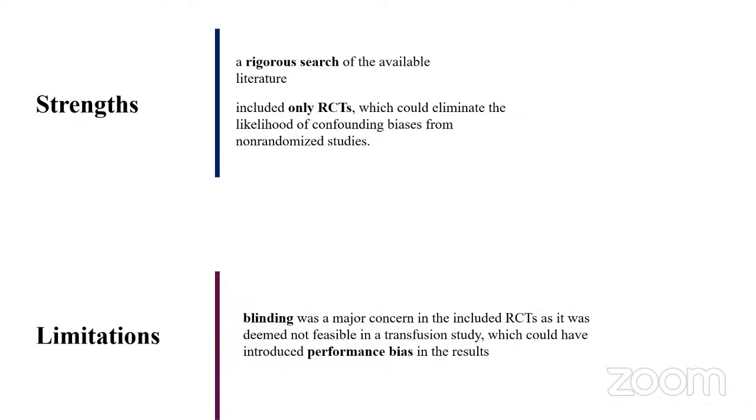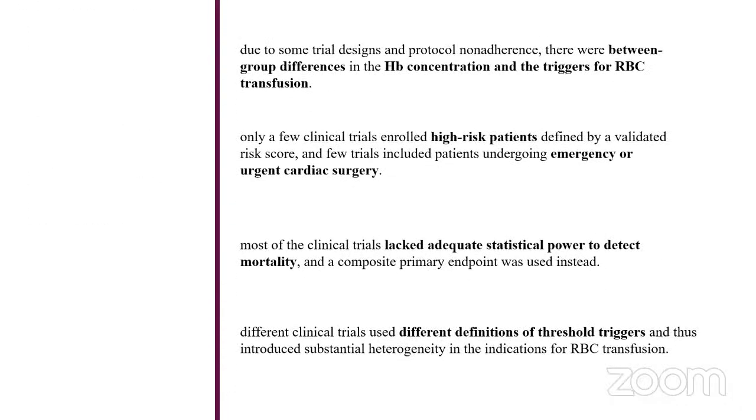So if you want to talk about the strength of a study, the first one is the rigorous search of the available literature, as well as including only the RCTs, which could eliminate the likelihood of confounding biases from the non-randomized studies. If we're going to move to the limitations, we have a little bit of a list. First, we're going to start with the blinding, which was a major concern in the included RCTs. Blinding is not feasible in a transfusion study, which could have introduced a performance bias in the results. Due to some trial designs, protocols, and adherence, there were between-group differences in the hemoglobin concentration and the triggers for the RBC transfusion.